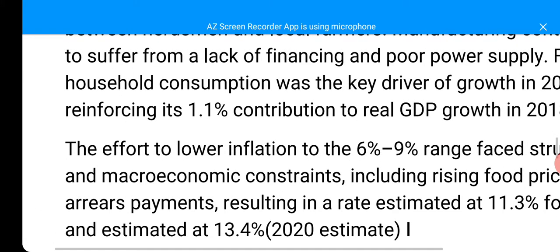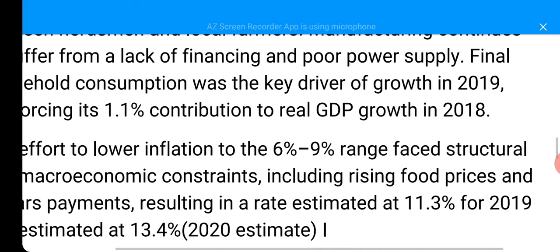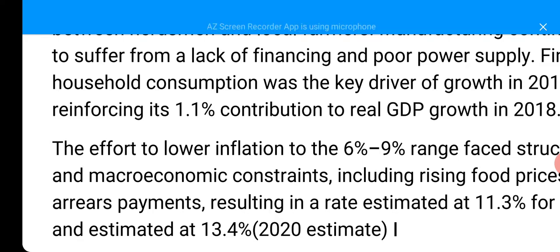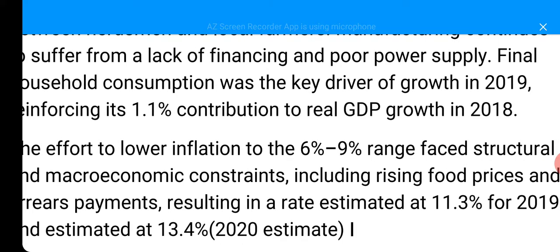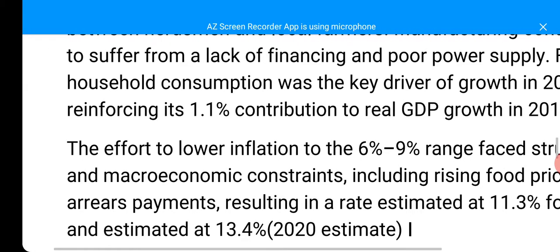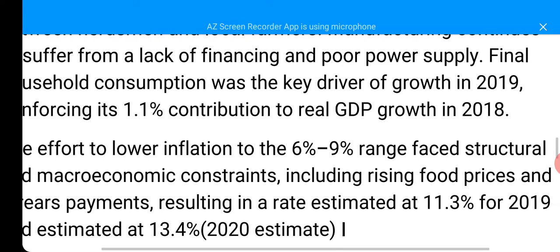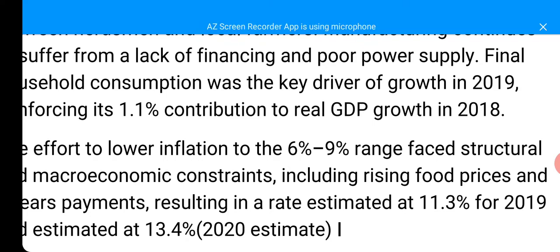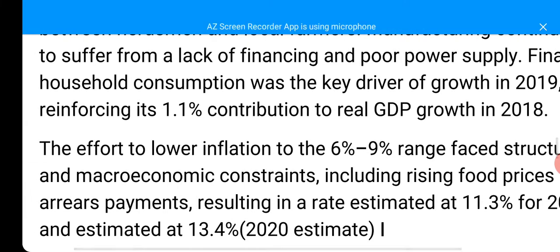Final household consumption was the key driver of growth in the GDP in 2019, reinforcing its 1.1% contribution to real GDP growth in 2018. So the manufacturing sector grew a bit. The manufacturing sector is improving, and its contribution to gross domestic product is increasing. In 2018, it was 1.1%, and in 2019, the growth increased. So the manufacturing sector is coming up, and what is accountable for the growth is the increase in consumption of final household.